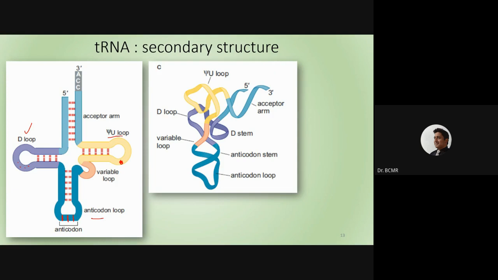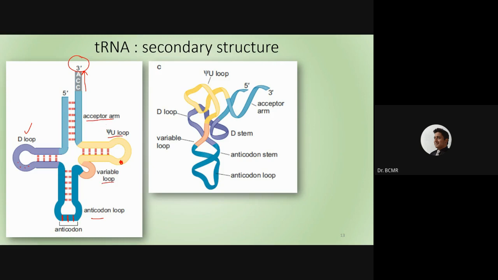So you call that the anticodon. And the loop containing this anticodon is called the anticodon loop. Then on the 3' side, we have this CCA. That is the site where the amino acid is going to be attached. So we call that the acceptor arm.